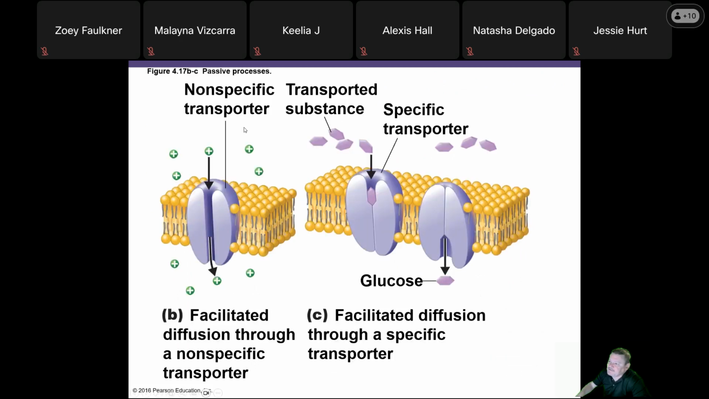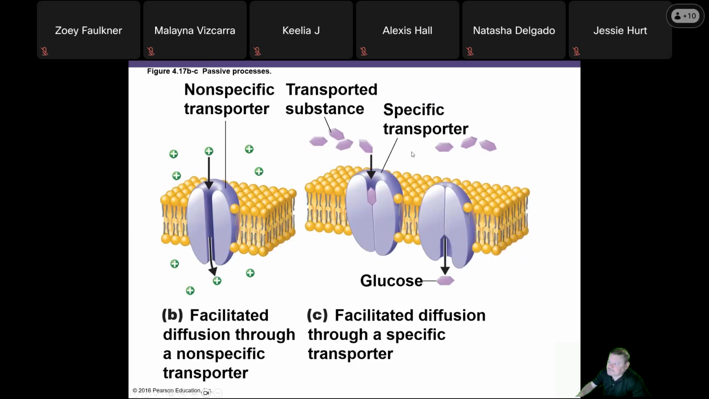Right, so here you can see a non-specific transporter. Basically, it just opens up and anything can go through. We call this facilitated diffusion because it's helping. This membrane channel is going to open up and help these molecules get in.